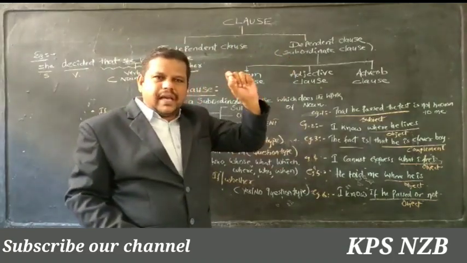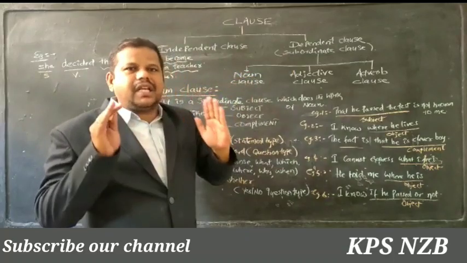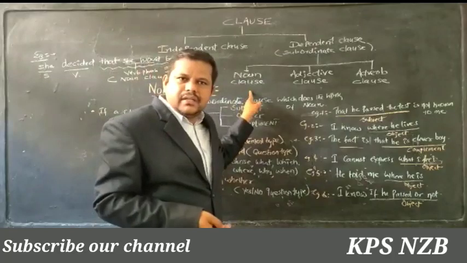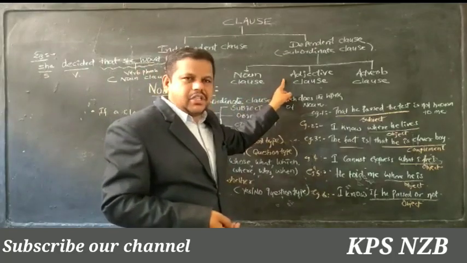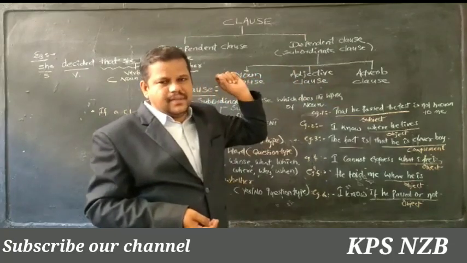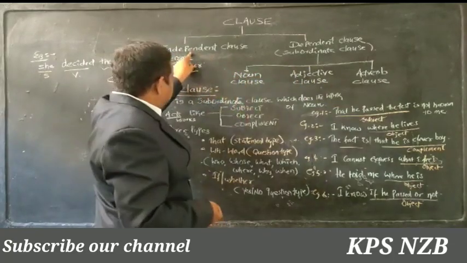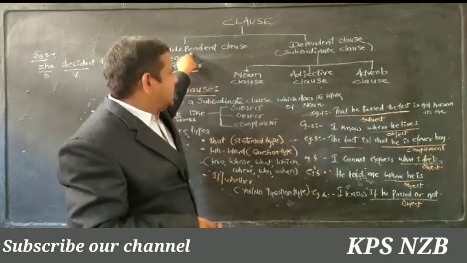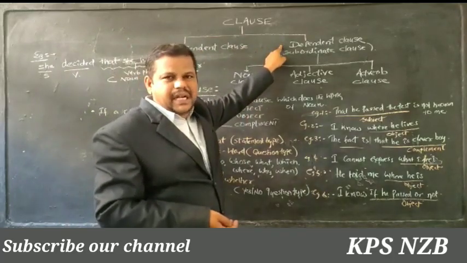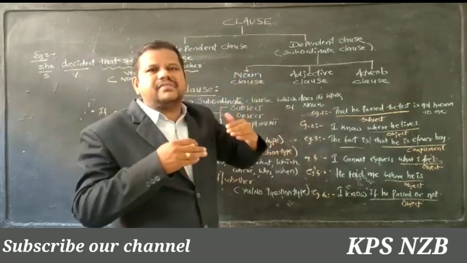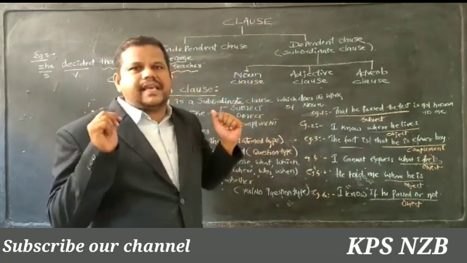Now, as I explained in the last class, we are having three types of subordinate classes. Like number one is what? Noun class, adjective class. Next one is adverb or adverbial class. See, these independent classes are also called as what? Main class or principal class. Whereas dependent class is called coordinate class or subordinate class. We'll use different names, but the meaning is the same.